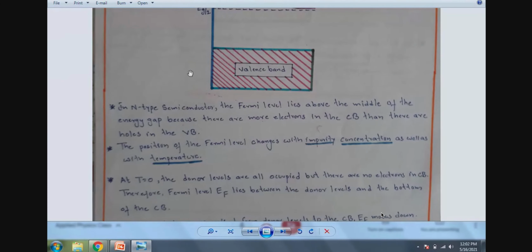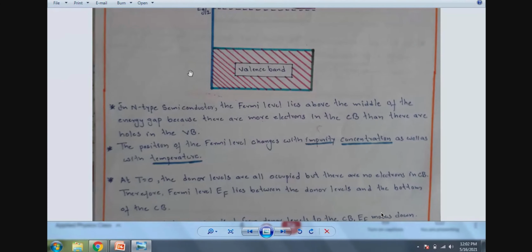We can say that EF minus ED is very much greater than kT. So ED minus EF is very much less than kT, and bringing kT to the denominator, the ratio is less than 1. When you apply the exponential, e to the power of (ED minus EF) by kT is very much less than 1. So the denominator is approximately equal to 1. That's why I have put it as equation 2. The density of empty donors is equal to nd into e to the power of (ED minus EF) by kT.